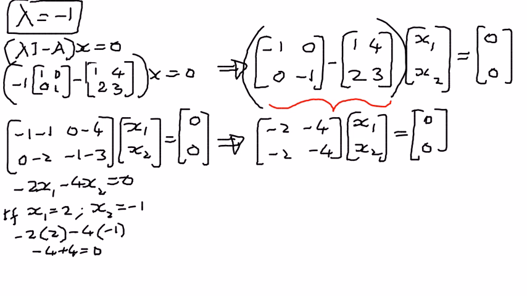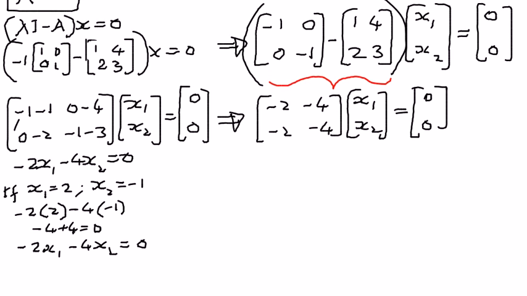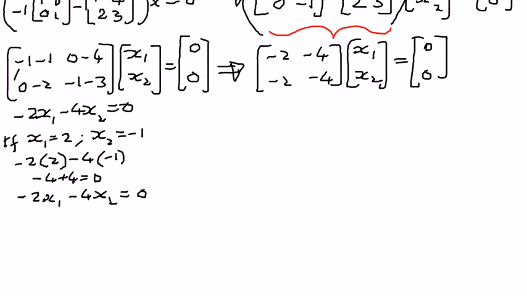Not only that, it also should satisfy the second equation. The second equation, what we have here, is -2x1 minus 4x2 is equal to 0. And if we substitute x1 as 2 and x2 as -1, that should satisfy that. This is going to go to -4, and this is going to be +4. Therefore, -4 plus 4 equals 0. And therefore, x1 equals 2 and x2 equals -1 satisfies both these equations.